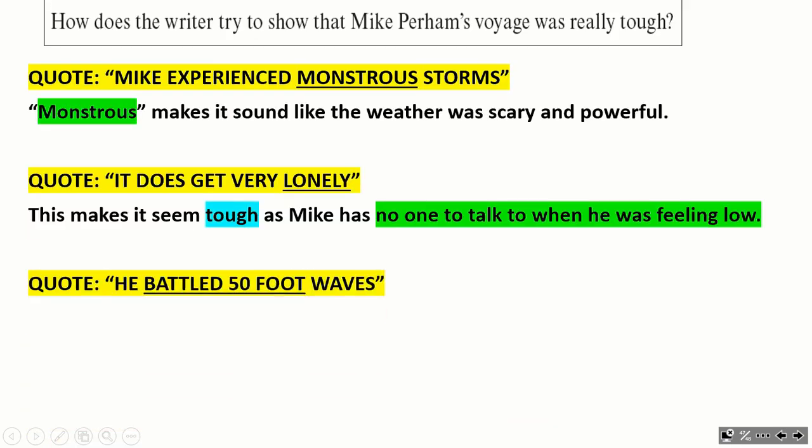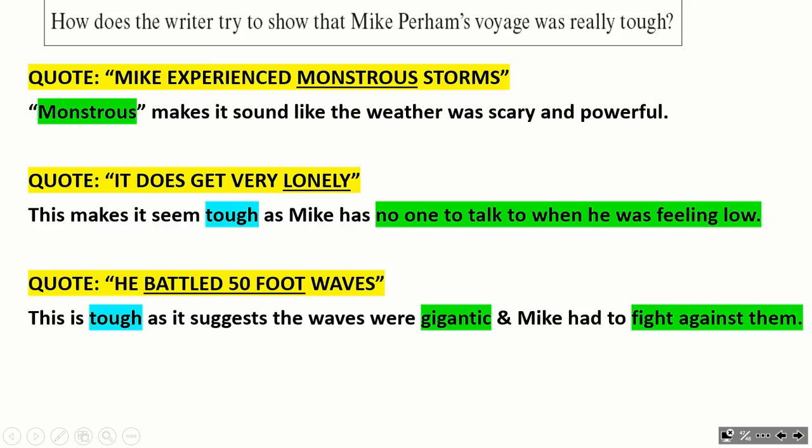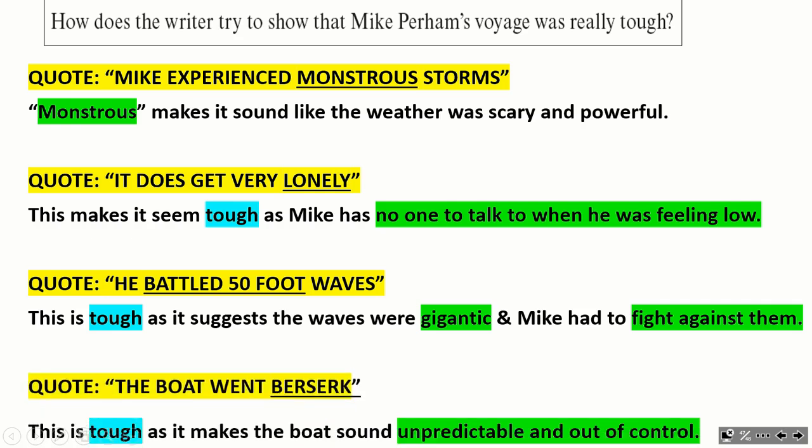Okay, and here are all the answers we just looked at. The only other one I didn't say was battled 50-foot waves. This is tough as it suggests the waves are gigantic. Look at the verb. It doesn't say he had to deal with 50-foot waves. Battled. What is a battle? Well, it's a fight. It's a struggle. And the one we looked at.